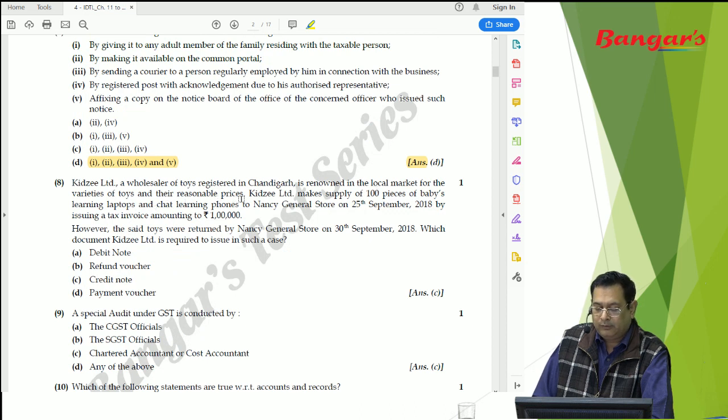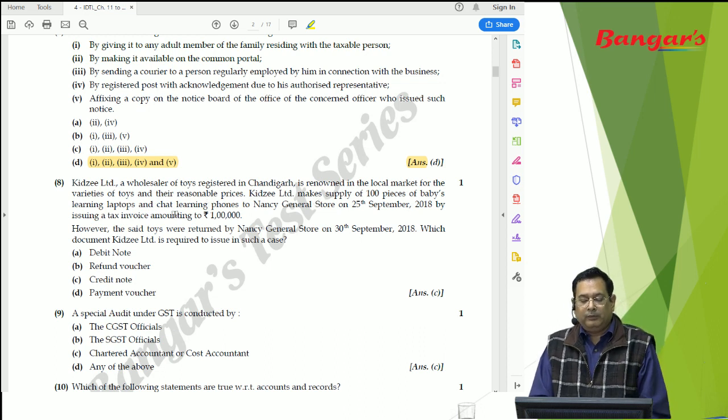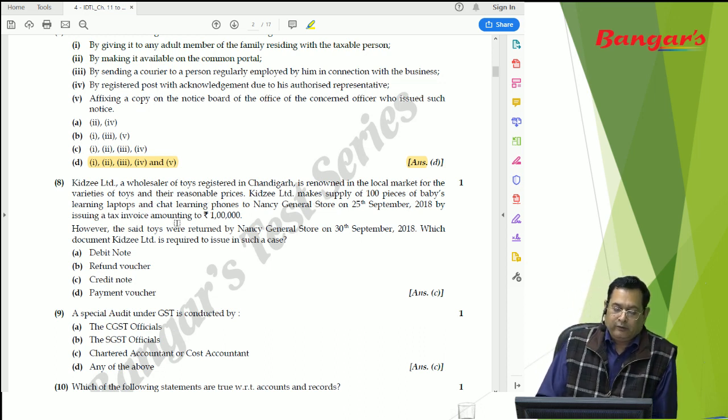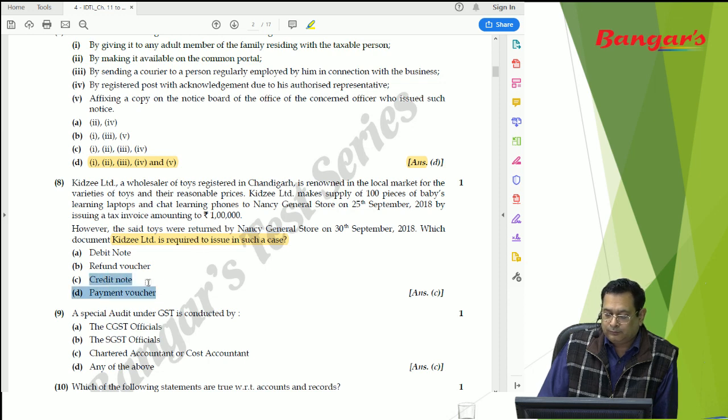Now Kidsy, a wholesaler of toys registered in Chandigarh, is a renowned local market for variety of toys with reasonable prices. Then they make a supply of 100 pieces of baby learning laptops and chat learning phones to Nancy General Store on 25th of September by issuing tax invoice. However, the said toys were returned by the Nancy General Store on 30th September. So, in case of returns, what document will Kidsy be required to issue? They will be required to issue a credit note in this regard.